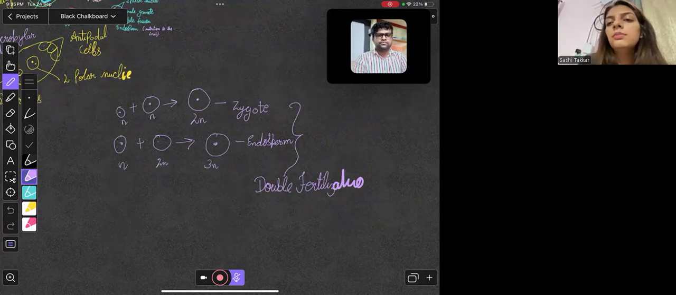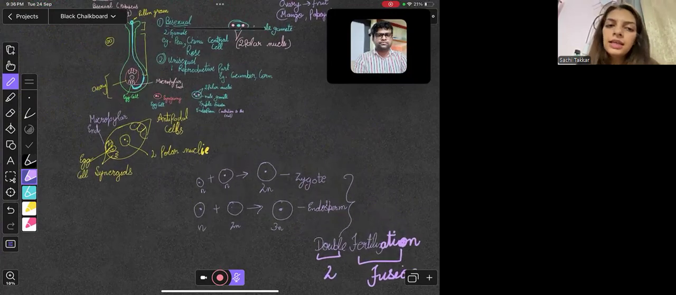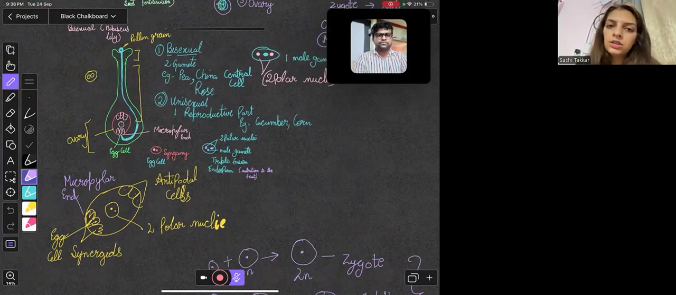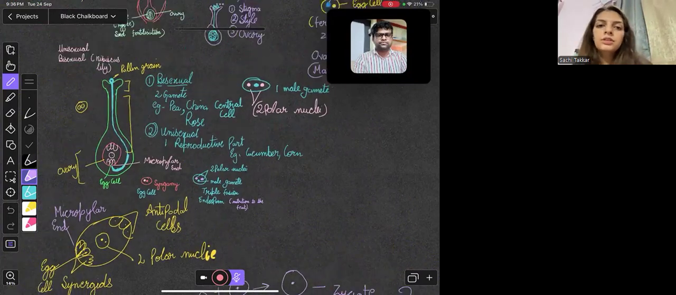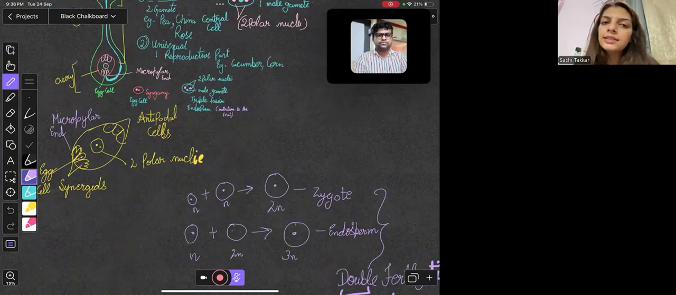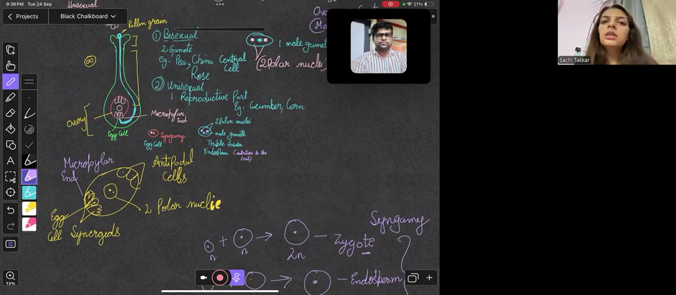Double fertilization means when two processes occur. Double means two, fertilization means fusion. When two fusions occur together, simultaneously, at the same time in the ovary, then it is known as double fertilization. So this egg cell or zygote is formed by syngamy, meaning two haploid nuclei fused together and formed the zygote.